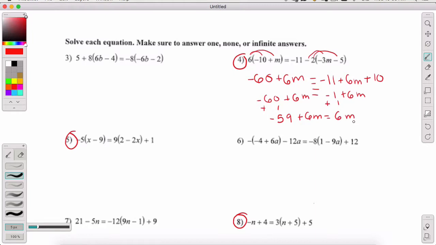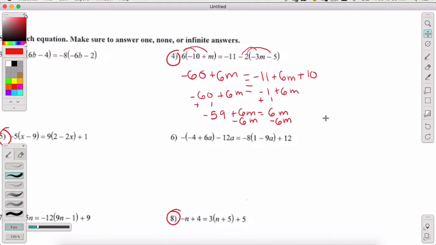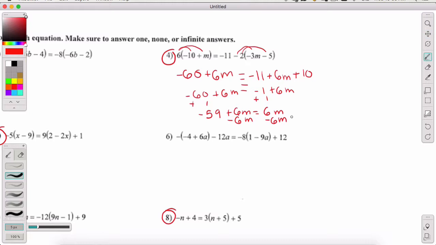6m. All right, now I'm going to mess with my m's, and I'm going to subtract 6m from one side and the other. Okay, and I'm running out of room, so I'm going to move this over just a little bit. And I'm going to bring this over here. So I end up with negative 59 equals 0. Now, this can't be true. Negative 59 does not equal 0. It's not a true statement, so this does not have any solution, so no solution.